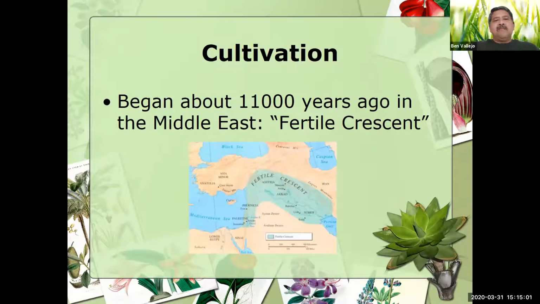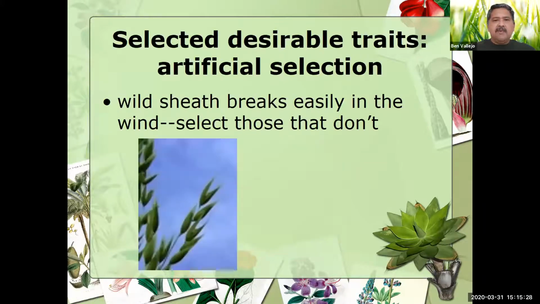Plants have been cultivated for not so long. About 11,000 years ago, humans stopped in one place and started to grow stuff. So began about 11,000 years ago in the Middle East, the beginning of agriculture in this area right here known as the Fertile Crescent. This is the location of modern day Iraq right here, which is kind of an oxymoron, isn't it?